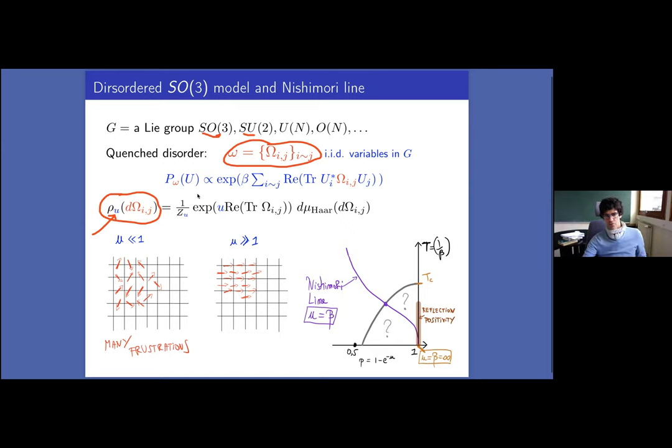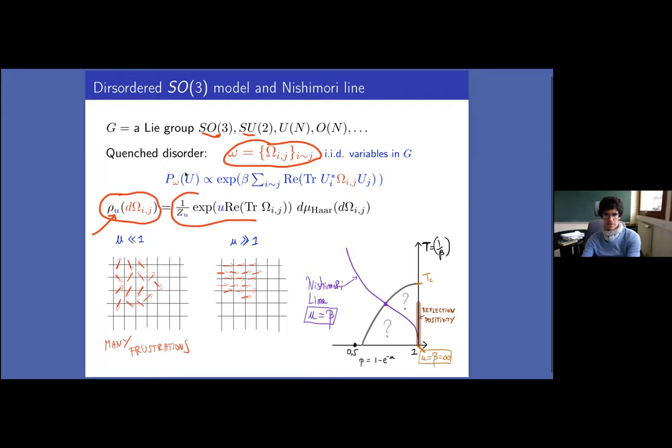And now the law that we will be interested in will be this one. The probability to pick a matrix omega ij on the edge ij will be proportional to exponential of U times the trace of omega ij. And if I have a complex value, I need to add the real part, but I will not always do. So if U is extremely large, I want to pick the highest trace I can. And on my Lie group, basically, I will have to pick the identity matrix. So when U is really large, this is what I wanted to represent here. Most of my disorder will be aligned along the identity element of my Lie group. And this will mean more or less no disorder in my quenched Gibbs measure.